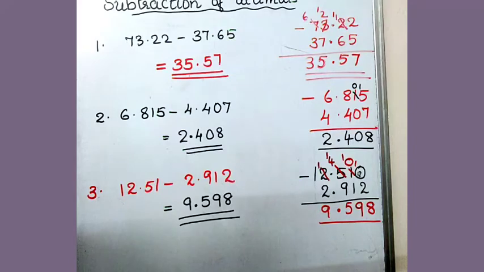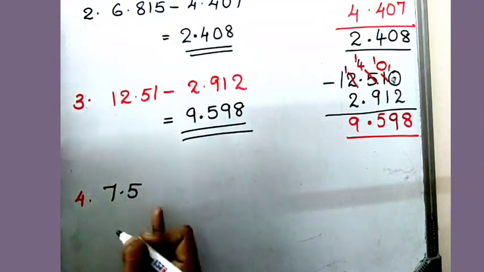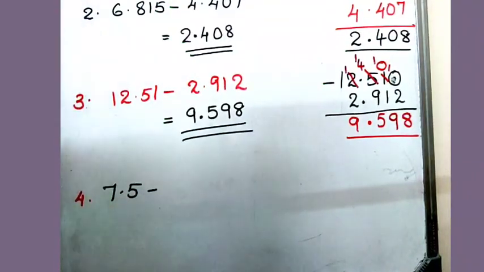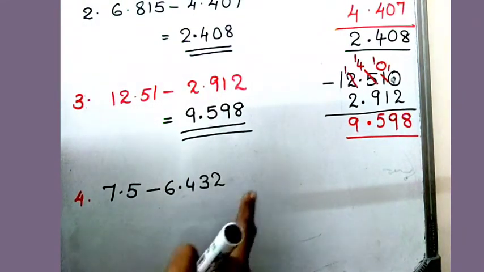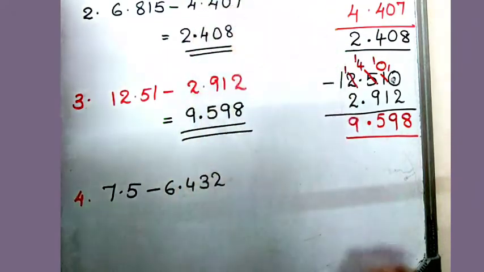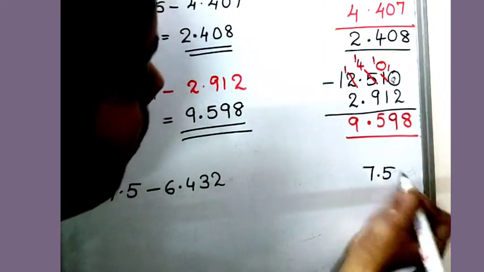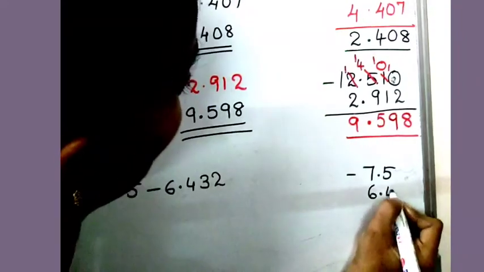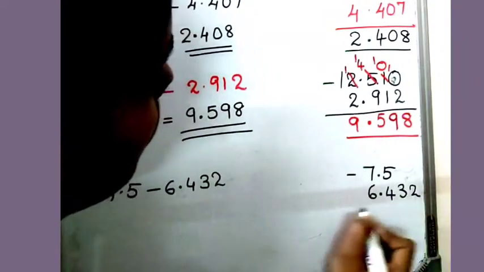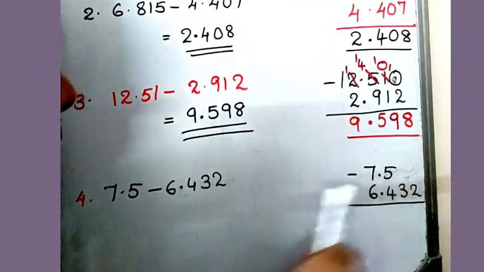Then look at the fourth question. 7.5 minus 6.432. Write the numbers in the working column. 7.5 minus 6.432. Look here, 3 decimal places. Here only 1 decimal place.